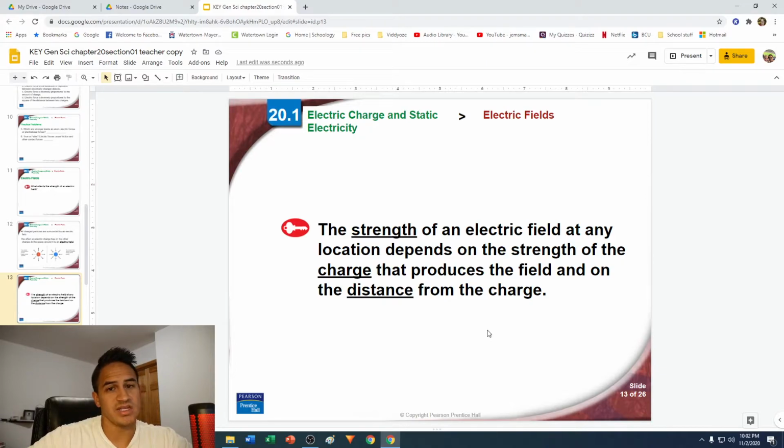The other thing that can determine the strength of an electric field is how far away you are from the charge that's making the electric field. So if you're nearby this electric charge, you will feel much more impacted by its electric field, whereas if you're further away, that electric field is going to be a lot weaker, and you're probably not really going to feel its effects so much. Okay, it's kind of like a gravitational field, right?